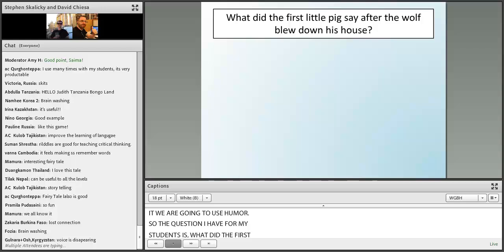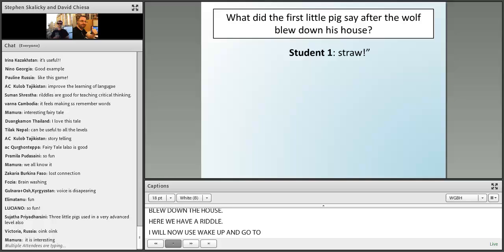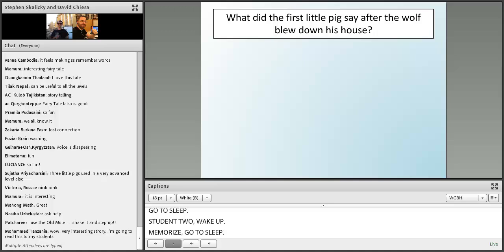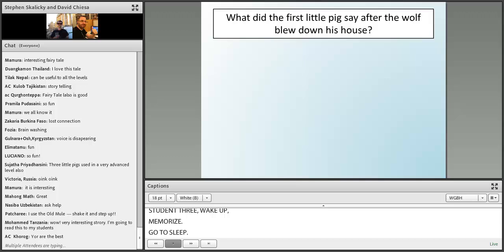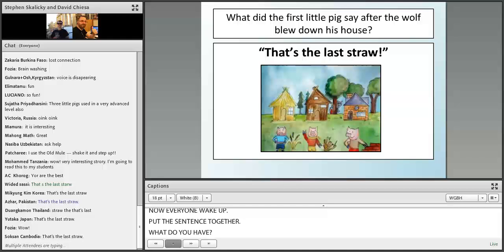I will now use the wake up and go to sleep activity to teach this. Student one, wake up. Memorize. Go to sleep. Student two, wake up. Memorize. Go to sleep. Student three, wake up. Memorize. Go to sleep. Student four, wake up. Memorize. Go to sleep. And now, everyone wake up. Put the sentence together. What do you have? We have the answer. That's the last straw.